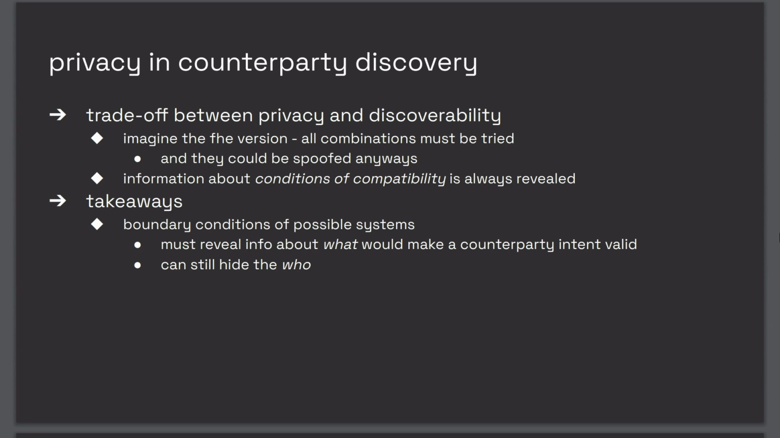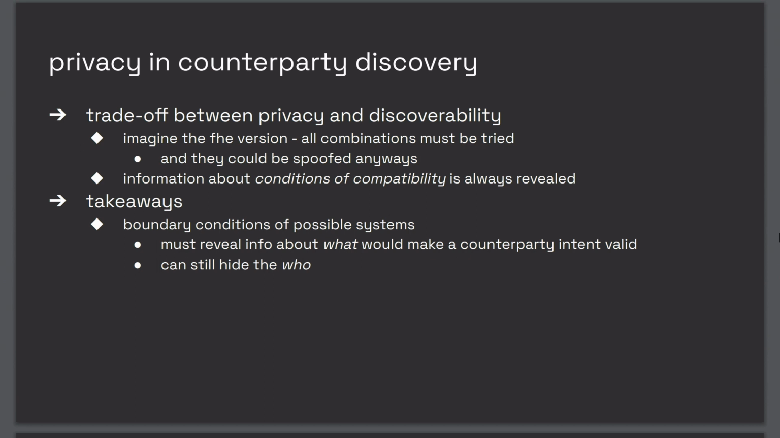And at least as far as we can figure out, this trade-off is fundamental. It doesn't matter what kind of cryptography you have. So even if you had a magic FHE version, which somehow is performant, and all you can do with two intents is test if they can be matched, then if Alice sends me an intent and I'm Bob, I can make up as many imaginary intents as I want to test Alice's intent. So as long as I have this test, I will still figure out the conditions of the compatibility of Alice's intent.